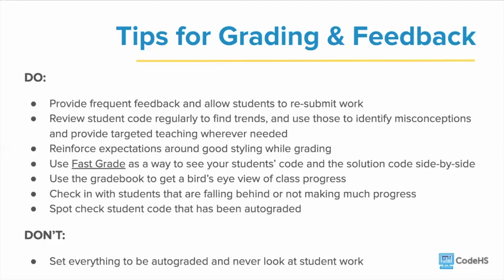Be sure to also check in with students that are falling behind or not making as much progress when you're looking at the gradebook. And then you should sometimes spot check student code, even though it's been auto-graded, just to make sure that it looks the way that you want it to look as a teacher. And probably an obvious don't for most teachers is just make sure that even if you set a lot of things to be auto-graded, you also still want to look at student work on individual assignments. So don't set everything to be auto-graded and just be sure to keep up on looking at student work at different touch points.